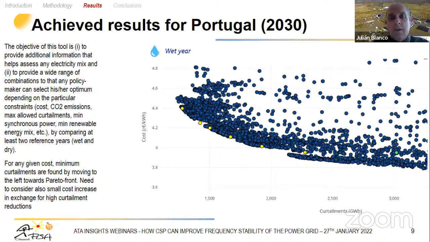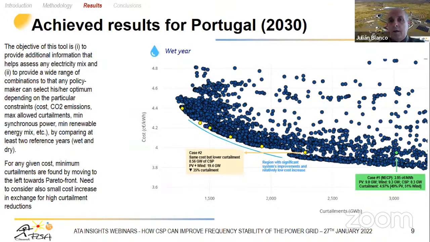All this tool is providing information about the range of combinations that, from the policy point of view, meet all the imposed requirements, CO2 emission, etc. And all of them give us a specific mix of technologies. More specifically, we are interested in this region, which is the one that is relevant to us.